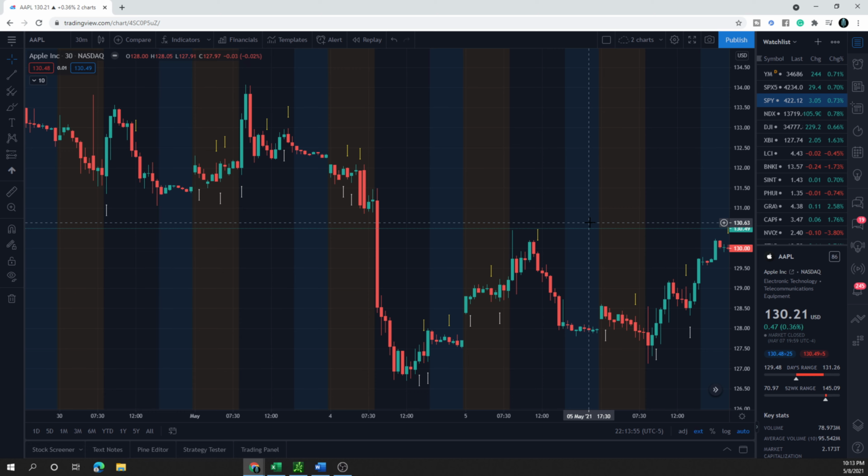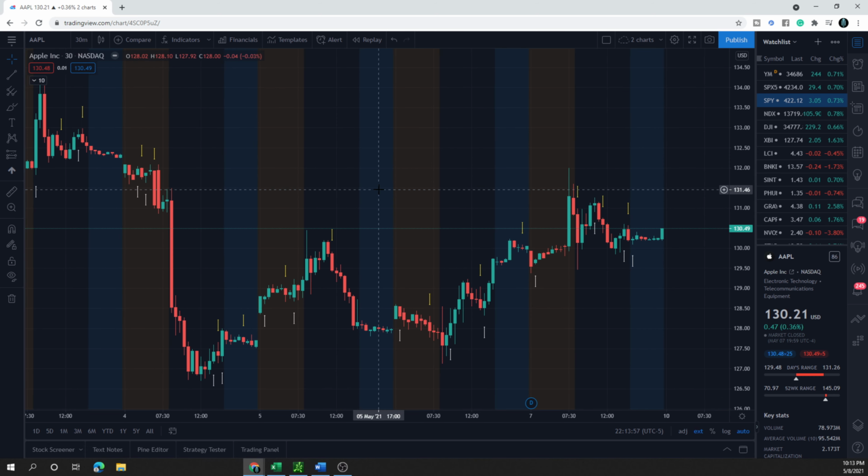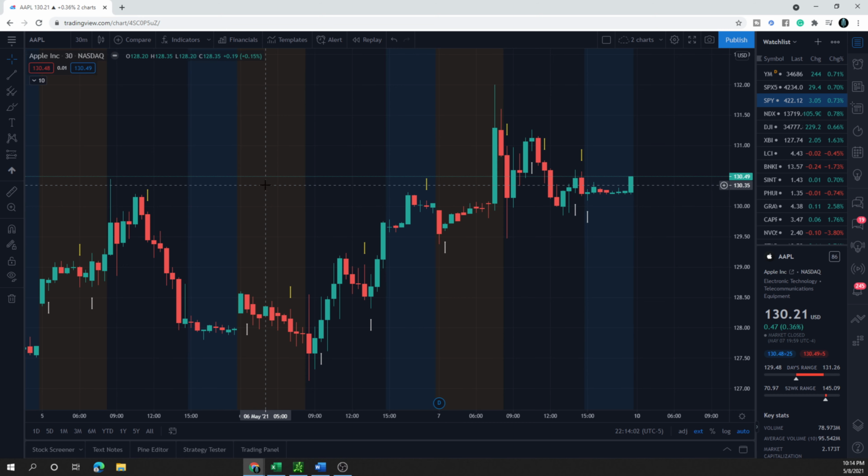So this is how you use the new TTBB entries and exits indicator for TradingView, and this thing is an absolute beast.